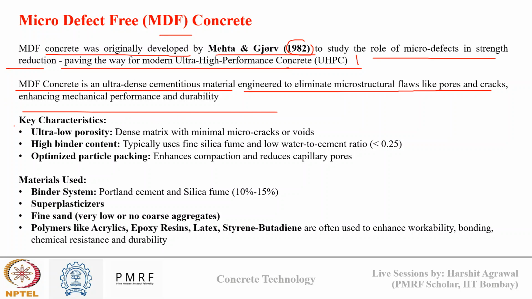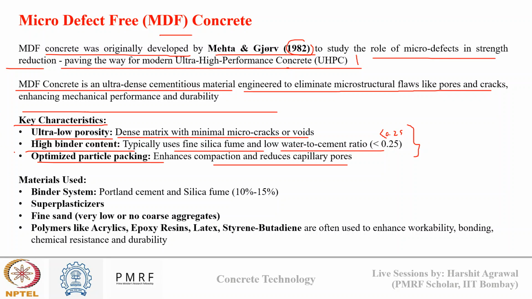Okay, now what are the key characteristics of this MDF concrete? It has an ultra low porosity due to dense mix with minimal micro cracks or voids. It has a very high binder content, typically uses silica fume, and a very low W by C ratio, even below 0.25. And it has an optimized particle packing which enhances the compaction and reduces the capillary pores. So all in all, what these steps are doing is decreasing the presence of voids inside the system, which is making my concrete almost void free.